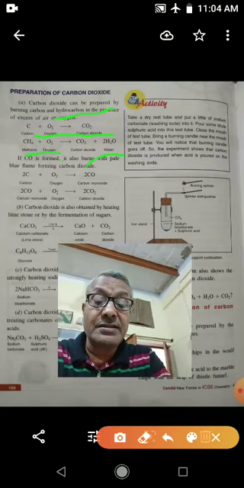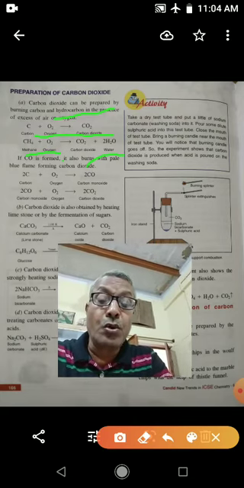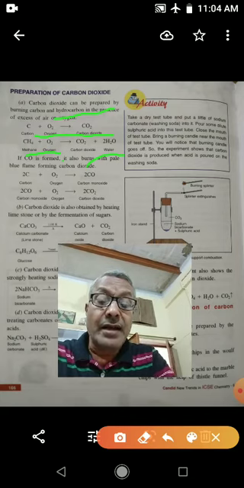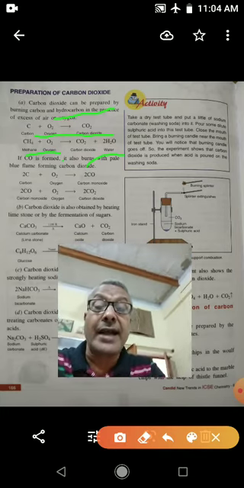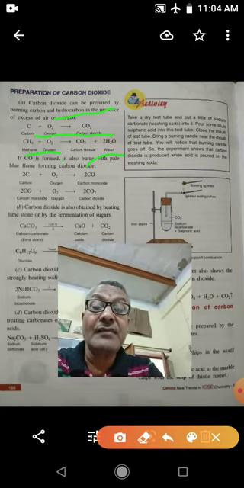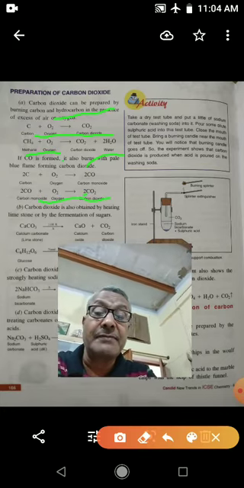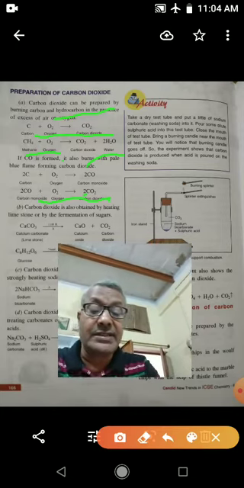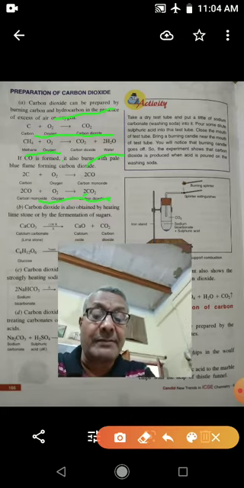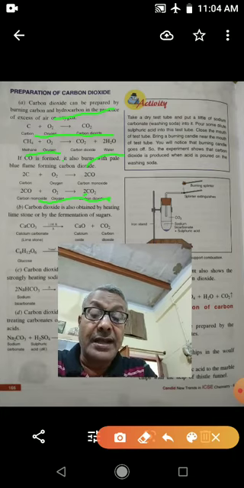Next method is by burning carbon monoxide. Carbon monoxide burns with pale blue flame and produces carbon dioxide. So this is the equation for the preparation of carbon dioxide from carbon monoxide. Next method is preparation of carbon dioxide by heating limestone.